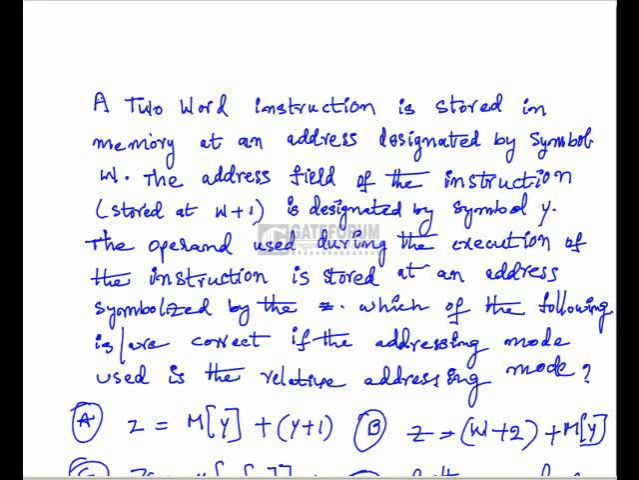Word instruction is stored in memory at an address designated by symbol W. The address field of the instruction stored at W+1 is designated by symbol Y. The operand used during the execution of the instruction is stored at an address symbolized by Z. Z is the address of the operand, that is effective address. Which of the following is/are correct if the addressing mode used is the relative addressing mode?